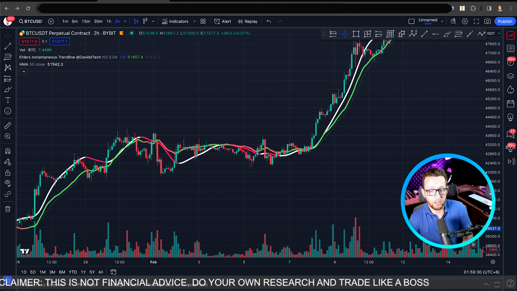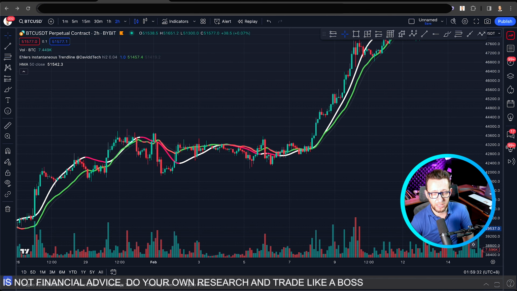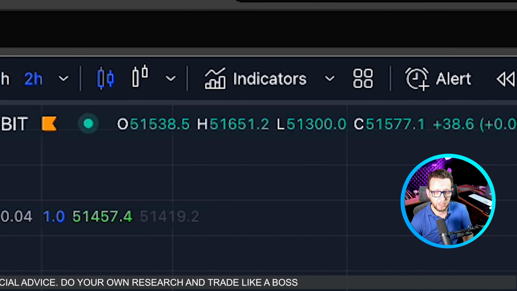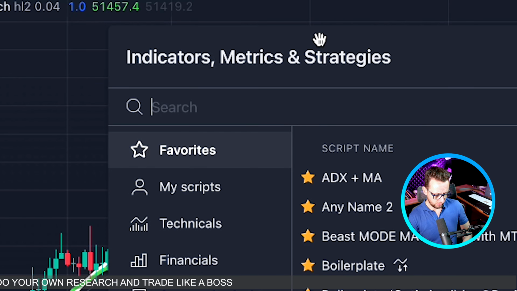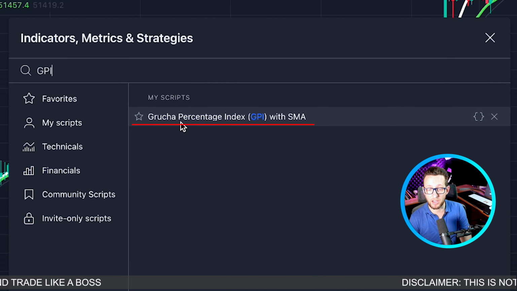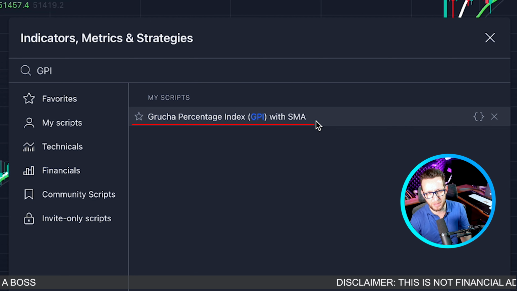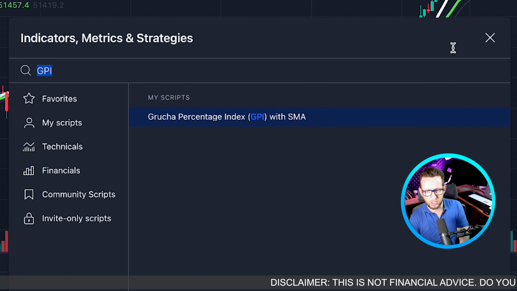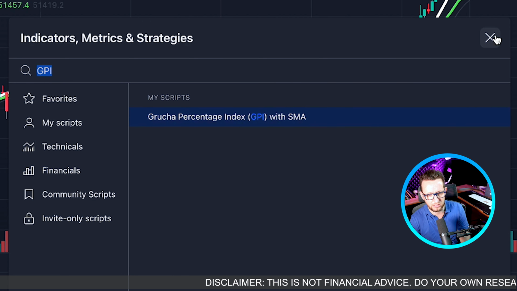Okay, let's now add our 2 final indicators so that we can finish our trading strategy. We're going to be adding the Gotcha price index. You just have to try the GPI, which is the Gotcha percentage index with SMA. It's this one here. Like I said earlier, you'll be able to find the links to all of these down in the description.